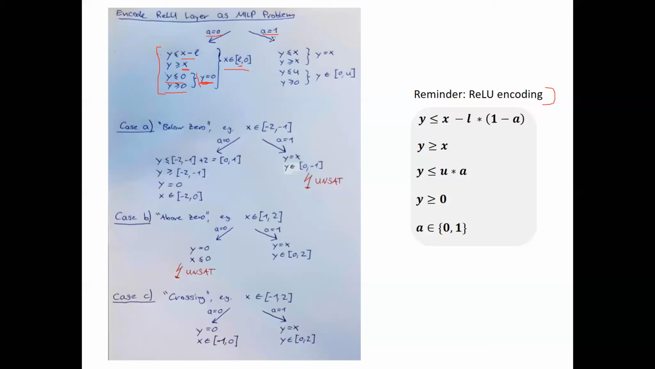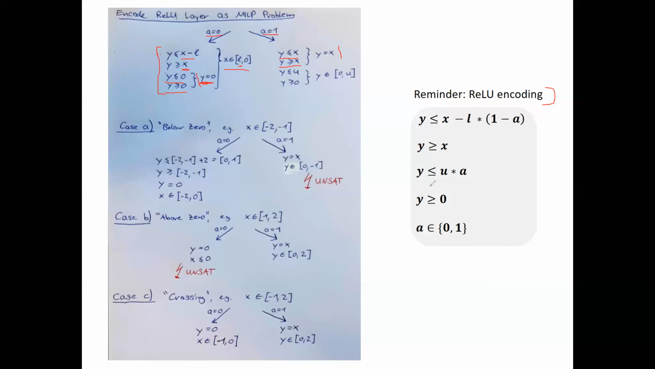Okay, so let's look at the other branch. What happens if we instantiate a to 1? What are we going to get? We're going to get 1 minus 1 in this equation on the right. This is going to be 0. So we're going to end up with y is less than or equal to x, while we have y is greater than or equal to x. So this is going to mean that y is x. These two inequalities imply that y is equal to x.